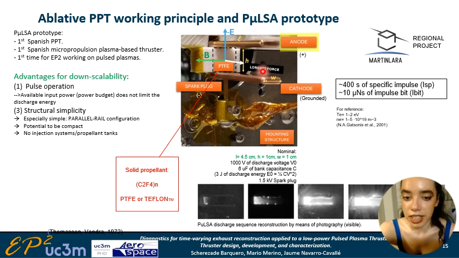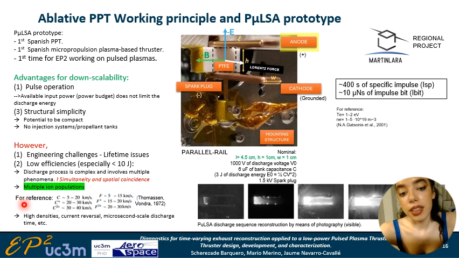centimeter height channel, and several centimeters for the electrode length. With these we get several hundreds of seconds of specific impulse, and in the order of 10 micronewton-seconds for the impulse bit. Nonetheless, these advantages also come with several engineering and scientific challenges. For example, the low efficiencies reported so far, which could be related to the identification of several ion populations in the PPT plumes.